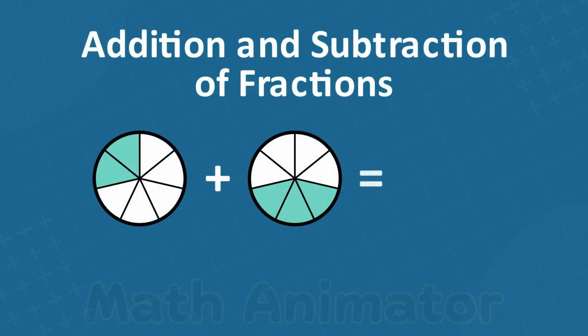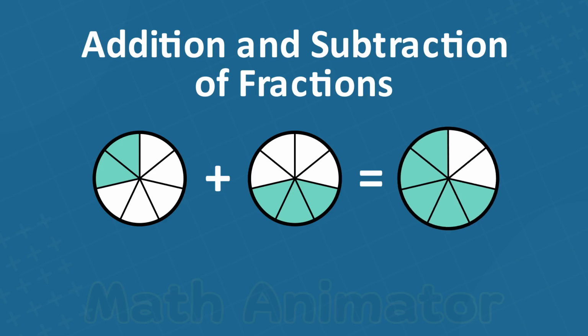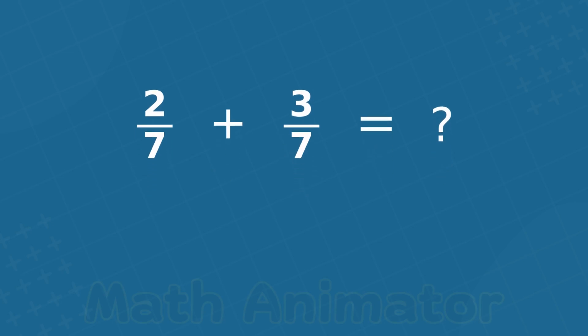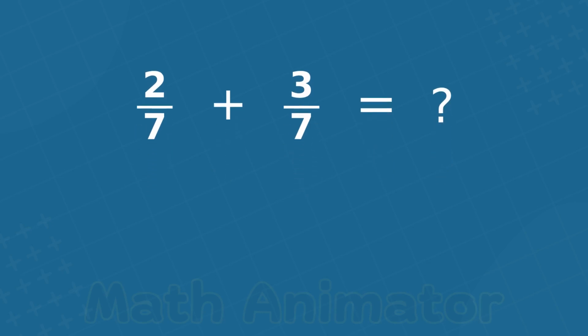Today, we'll learn about the addition and subtraction of fractions. We know that fractions are numerical values, but how can we add them? For example, how can we find the sum of 2/7 and 3/7?